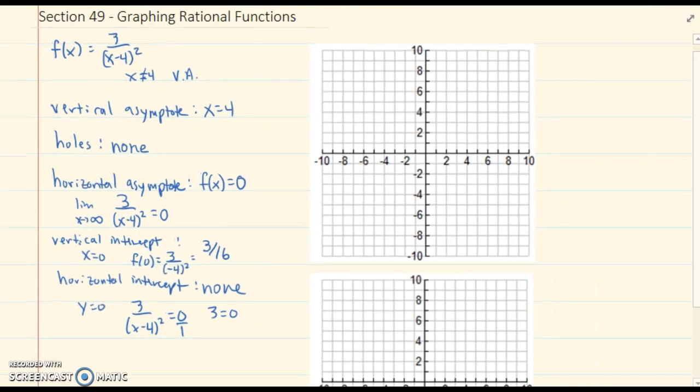Now that I have these 5 pieces of information, I'm going to start graphing this. So I'll start with my vertical asymptote at 4. I'm just going to draw a dotted line there. There weren't any holes. I have a horizontal asymptote at 0.